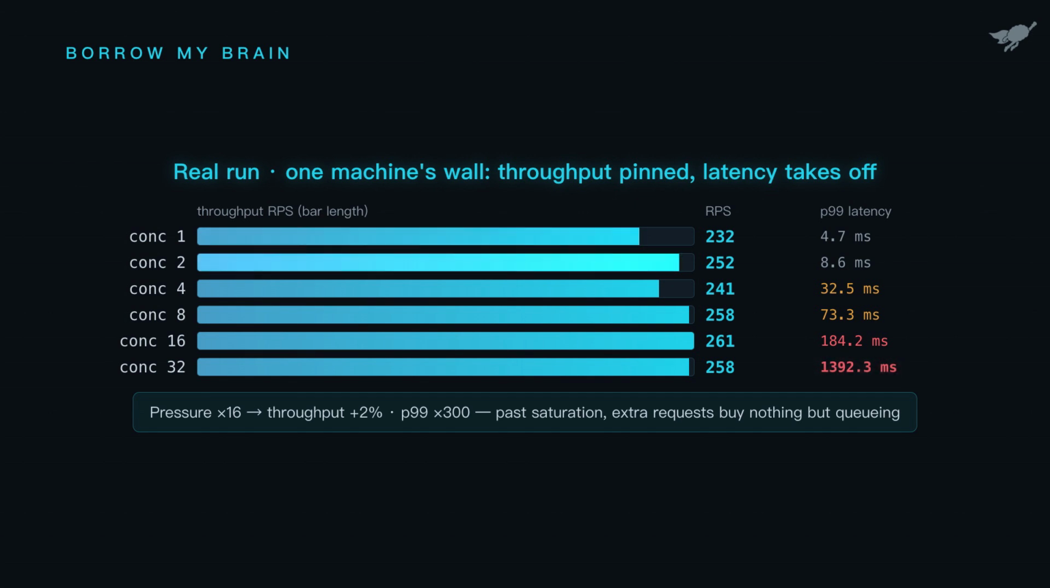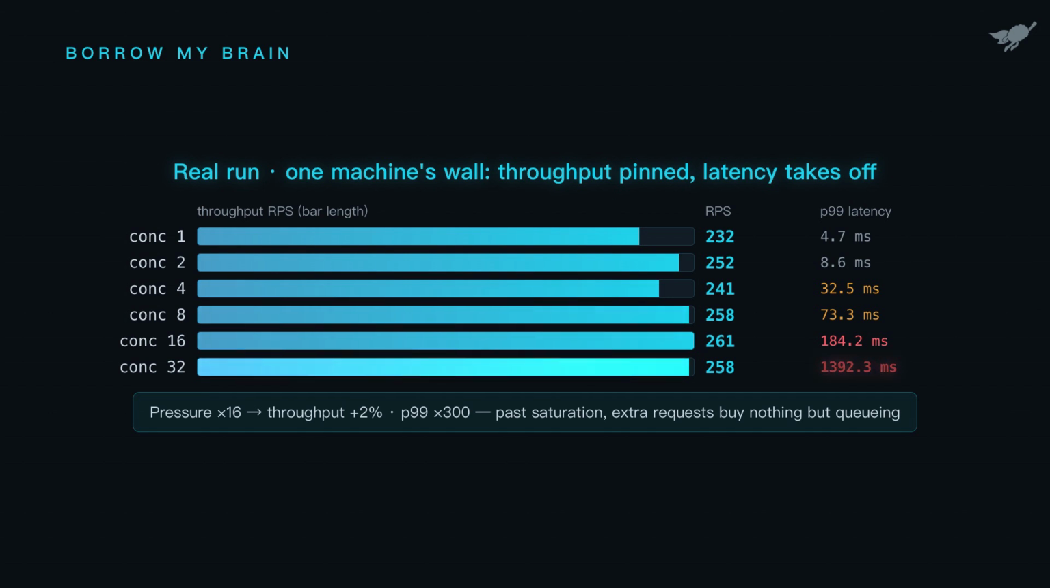Guess how much the throughput grew? Almost none. Concurrency 2 reads 252. Concurrency 32 still reads 258. 16 times the pressure buys 2% more throughput. But the latency. The median climbs from 4.3 milliseconds to 87. The 99th percentile blows up from 4.7 milliseconds to 1,392.3 milliseconds. 1.4 seconds. That is what the wall looks like.